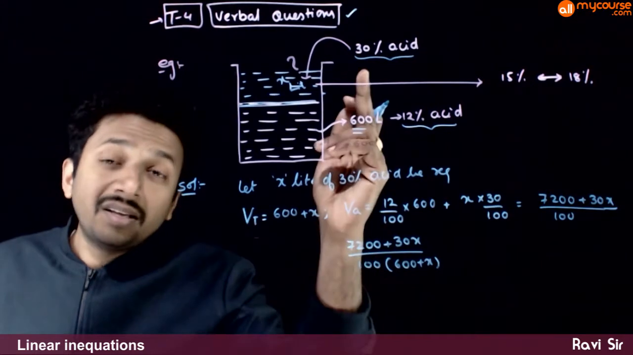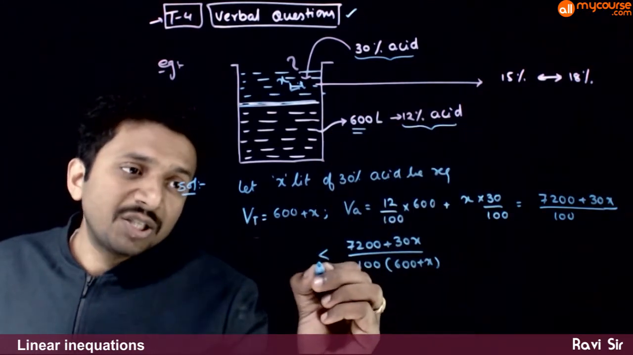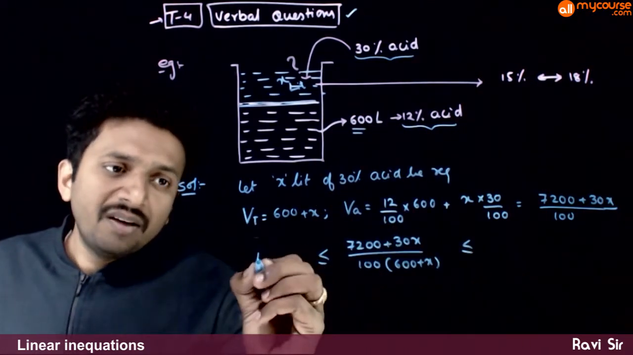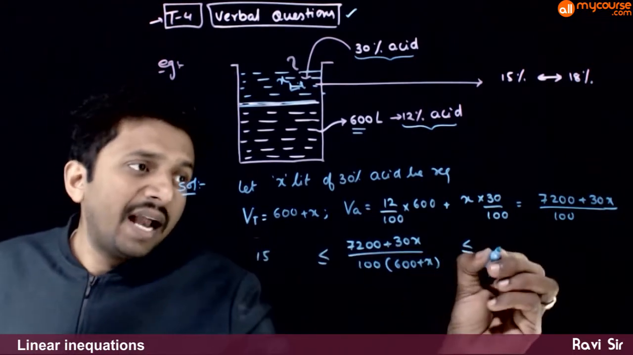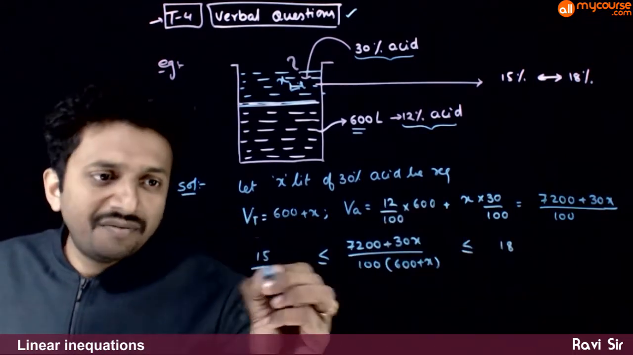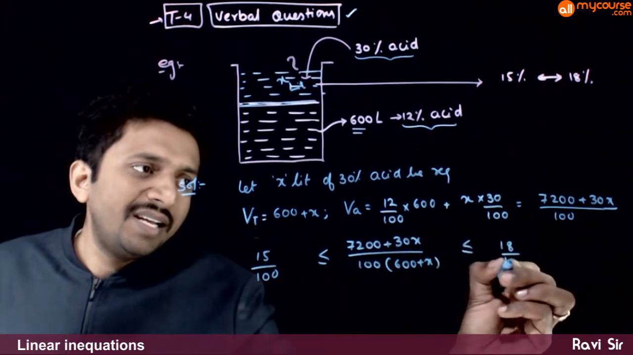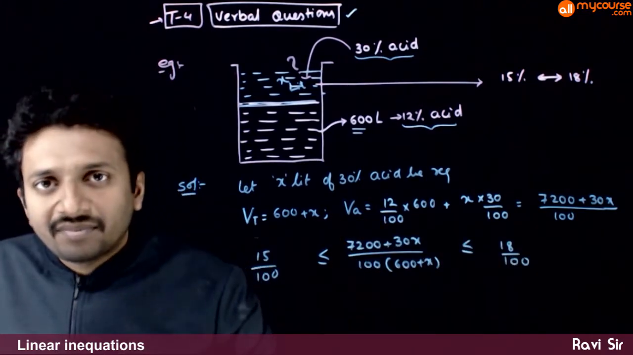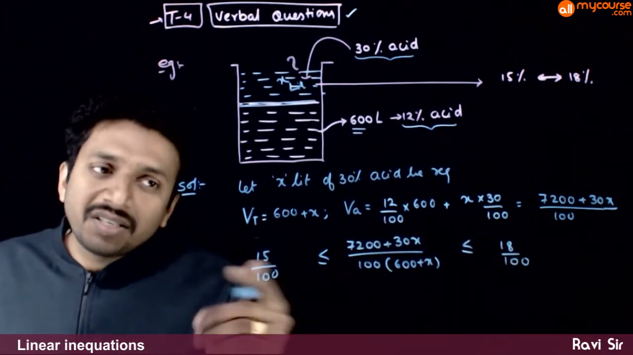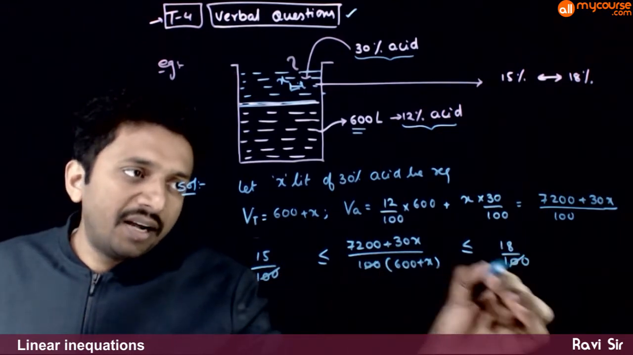And according to the given conditions, this has to be in between 15% and 18%. That is 15/100 and 18/100. So now you need to solve this inequation. The 100, 100, 100 gets cancelled.